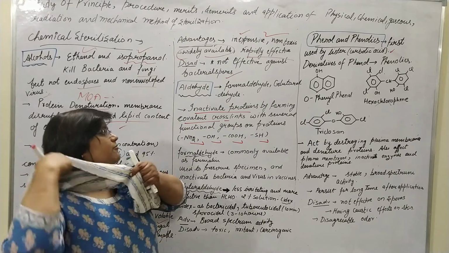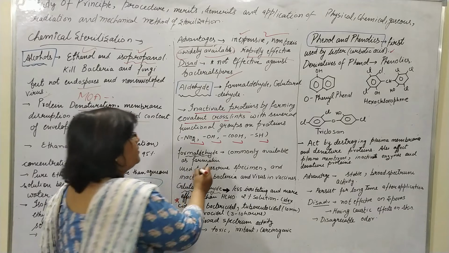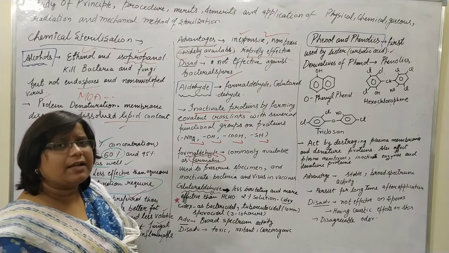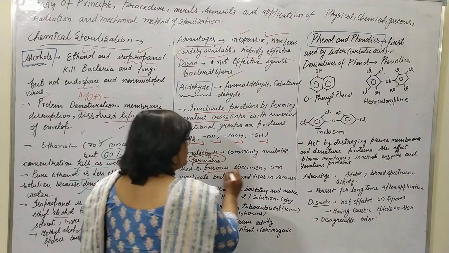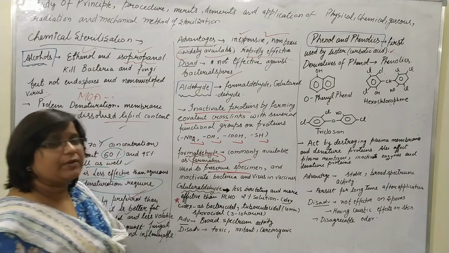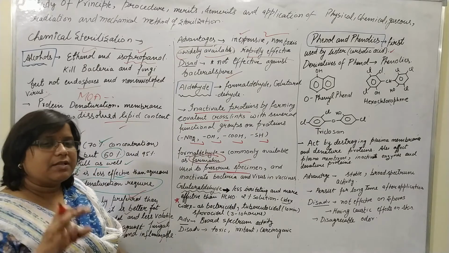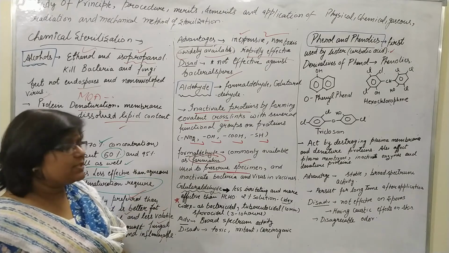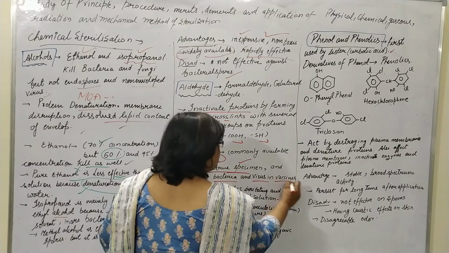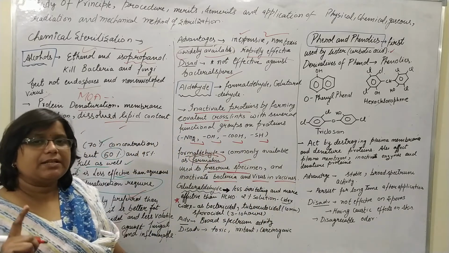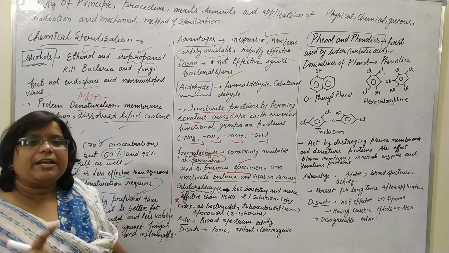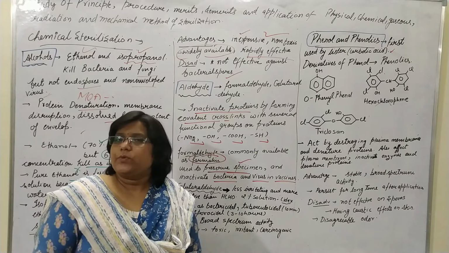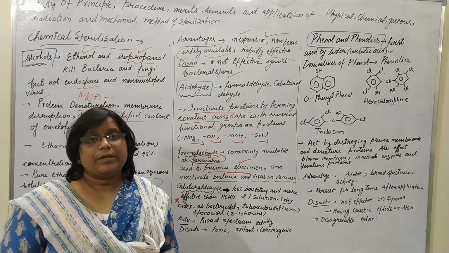Formaldehyde is commonly available as formalin. We studied formalin in gaseous sterilization, but its use here is to preserve biological specimens. In bacterial and viral vaccines, if we want to prepare an inactivated vaccine, meaning inactivate the bacteria and the virus, we use formaldehyde to inactivate the microbial system.